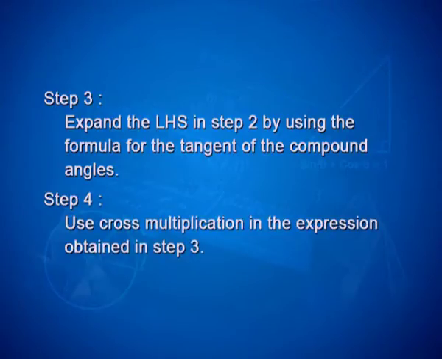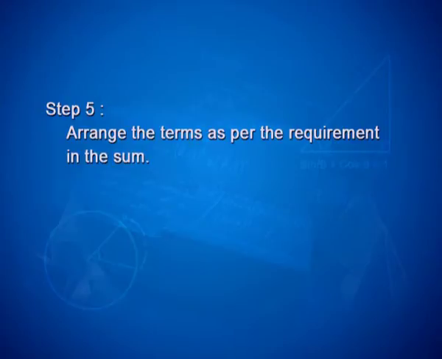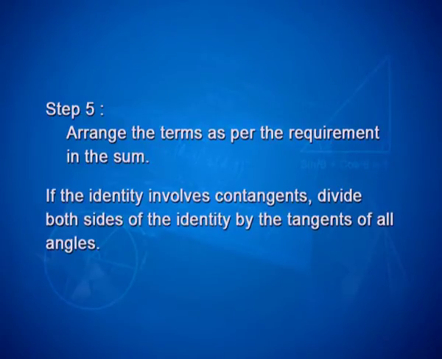In step 4, use cross multiplication in the expression obtained in step 3. In step 5, arrange the terms as per the requirement in the sum. If the identity involves cotangents, then divide both sides of the identity by the tangents of all angles.